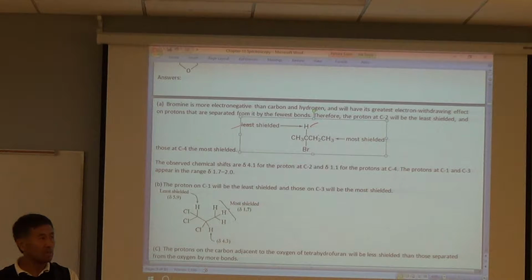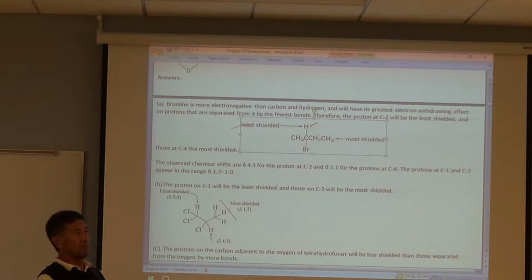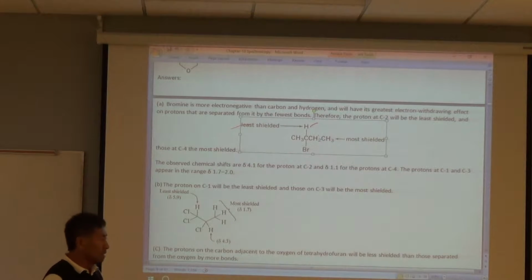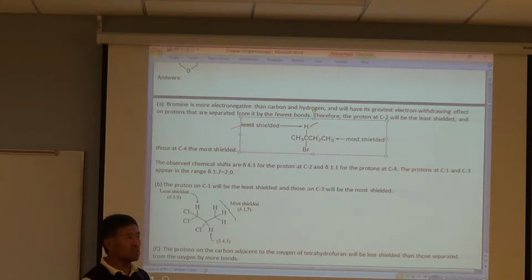So for shielding, would inductive reasoning be more of a reason why one is more shielded than the other, or would steric hindrance be more of a reason why that CH3 is more shielded than the H? Well, steric hindrance has little influence, because later on we'll see, if you have those double bonds, that's not that important. More important is the electronic effect.